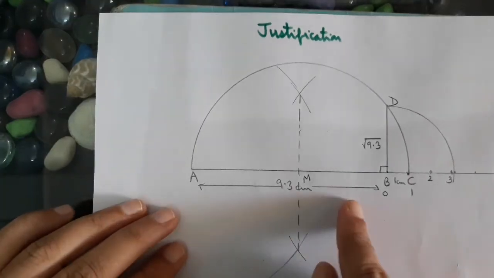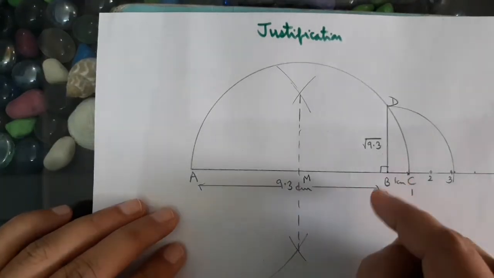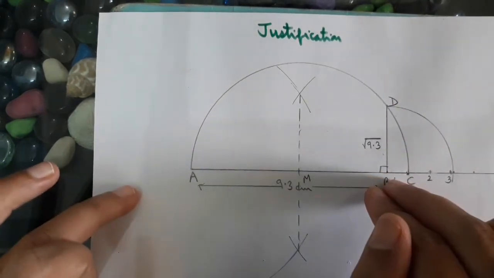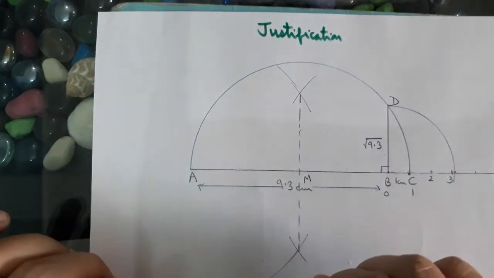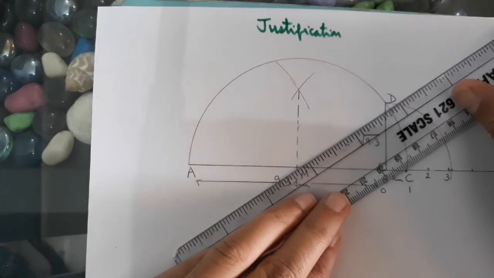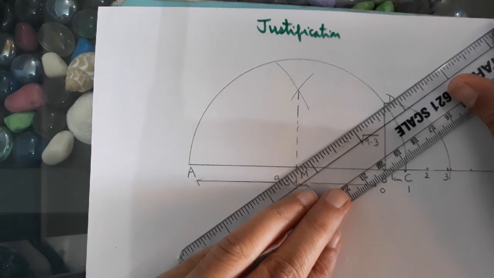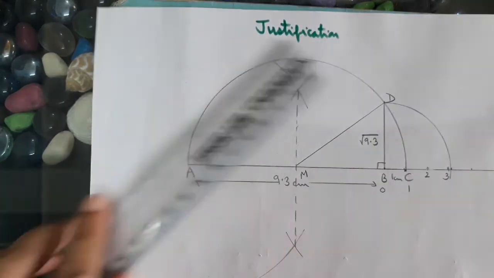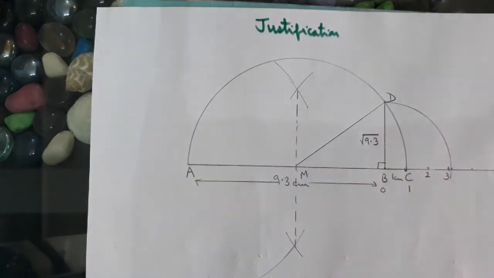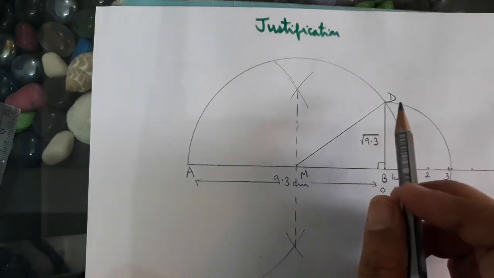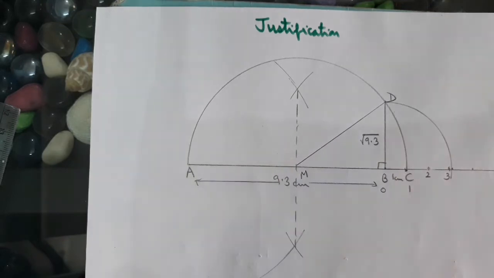Now let us do the justification for this construction. How is this length BD under root 9.3? Why did we draw a line segment of 10.3? So for the justification, we join MD. On joining MD, we obtain a right angled triangle BMD. In this right angled triangle, we will apply Pythagoras theorem and we will obtain the length BD.